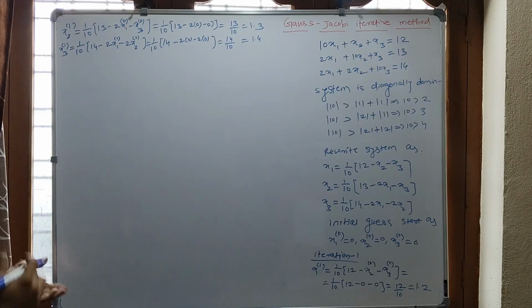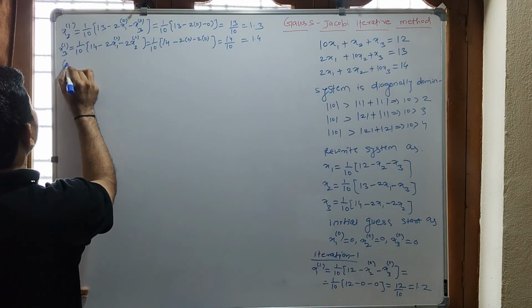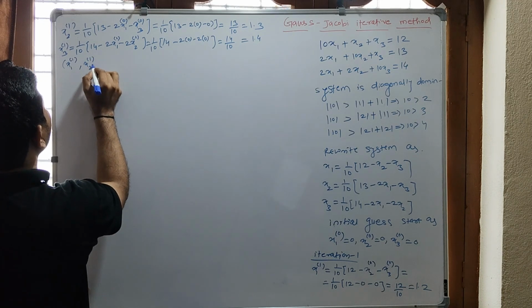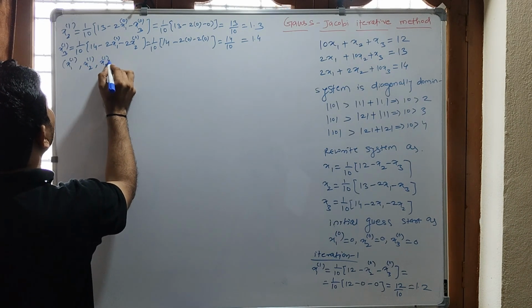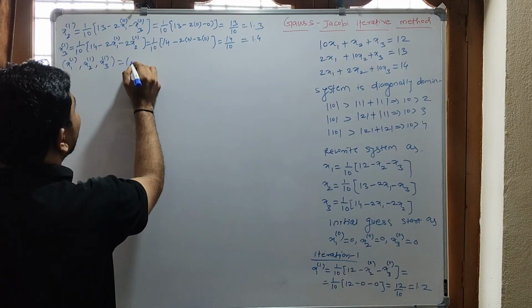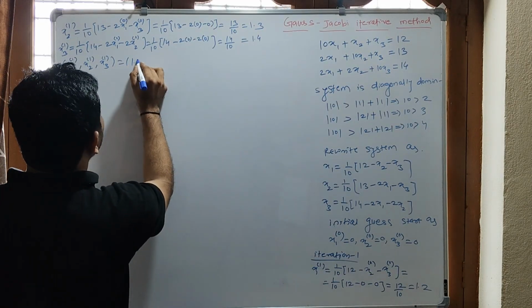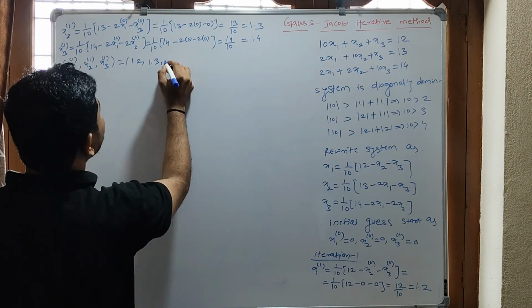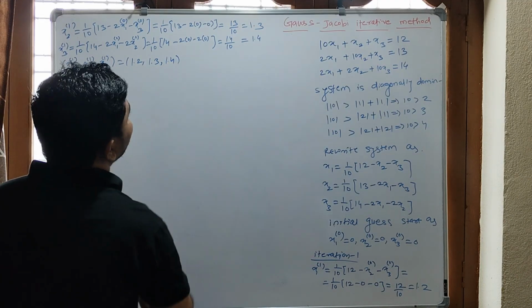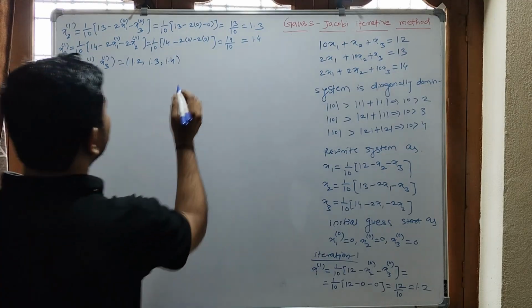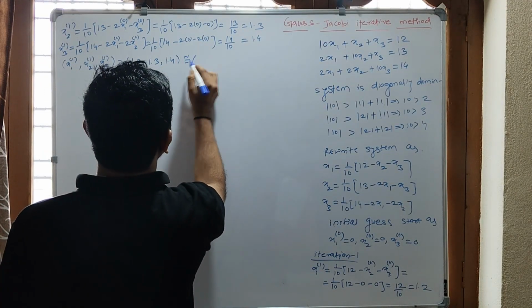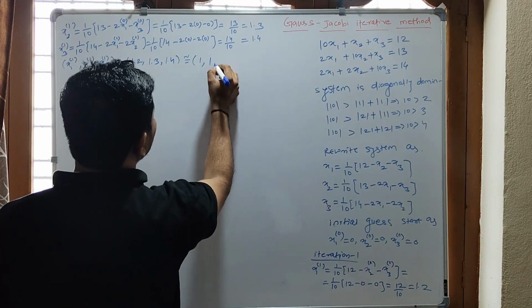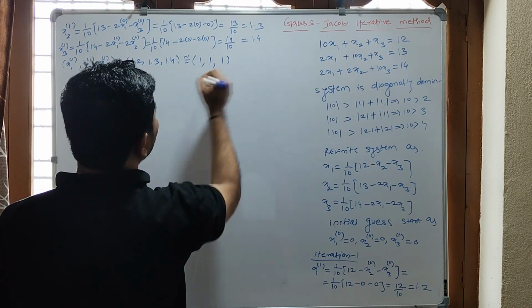Now we can observe this is my first iteration, that is x1 at 1, x2 at 1 and x3 at 1, which is equal to: x1 at 1 is 1.2, x2 at 1 is 1.3 and x3 at 1 is 1.4. So you can observe this solution is approximately equal to 1: 1.2 is approximately 1, 1.3 is approximately 1, 1.4 is approximately 1.